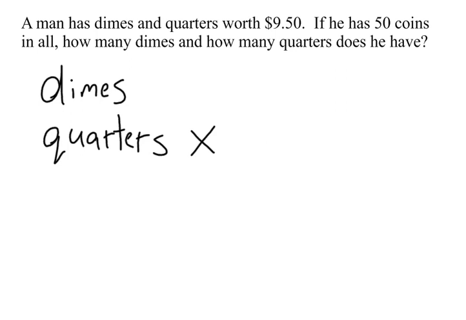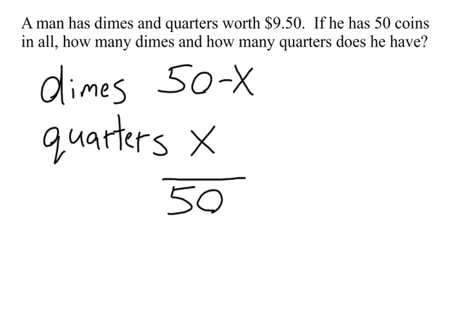Now, dimes, then, how many dimes are there? If there's 50 coins in total, and we have x quarters, in order to make a total of 50 coins, it must be 50 take away x. We can see if we added those together, 50 take away x plus x would give us 50. So that is how many dimes we have as an expression. Now we want to look at the value of those coins, though. This was just the number of coins we have.